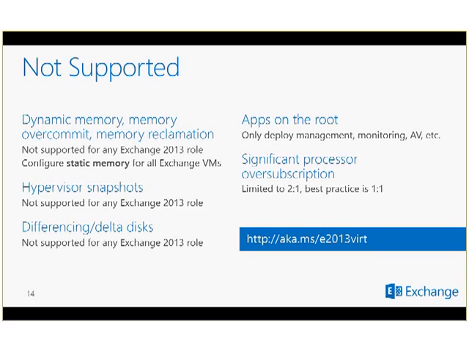That's the key. We don't support hypervisor snapshots. We're not talking about backup there. We're talking about the ability to essentially take a point-in-time snapshot of a virtual machine that you can then roll back to at some point in the future. We don't support that for production.